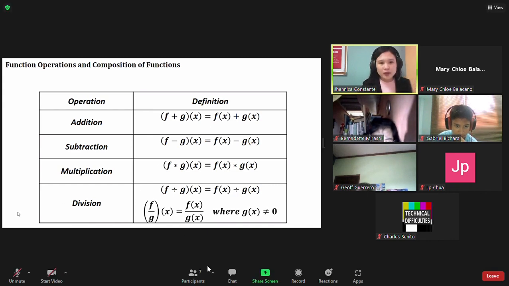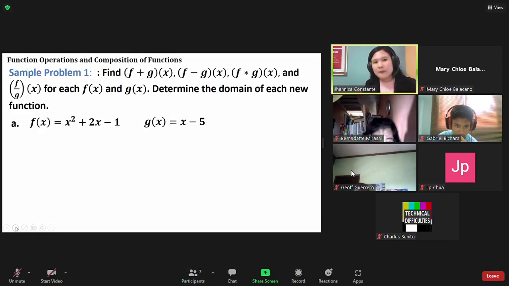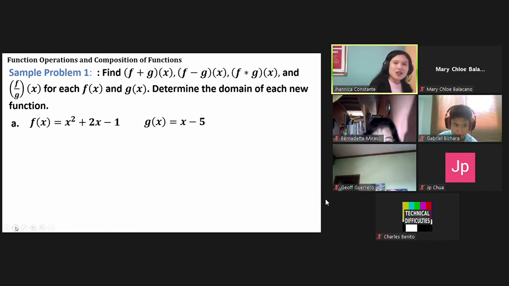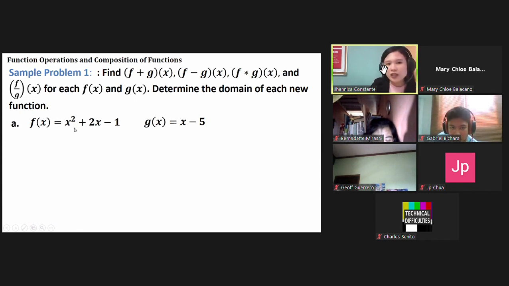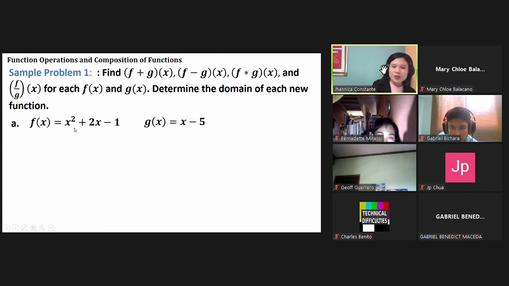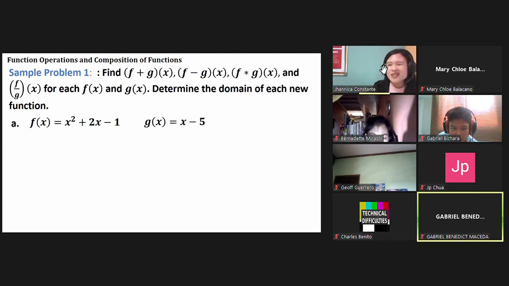For example, we have this problem: find the sum, the difference, the product, and the quotient of the functions f of x and g of x, and determine the domain of each new function that we have. Given the function f of x is equal to x squared plus 2x minus 1, and the function g of x equals x minus 5. That is the two functions that we have.